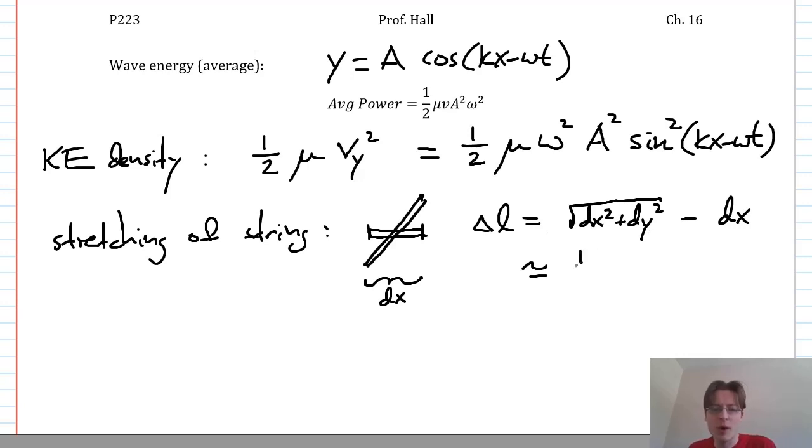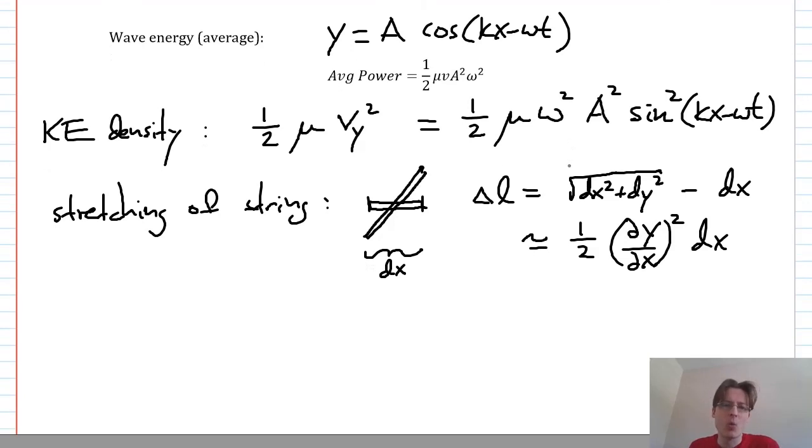it comes out to be 1/2 (dy/dx) squared times dx. That's using the binomial approximation. Okay, so that's the change in length of the string, as the wave goes by, now the string has an angle to it. Notice this is the partial derivative of y with respect to x, squared. It's not the second derivative, it's just the first derivative, but squared.